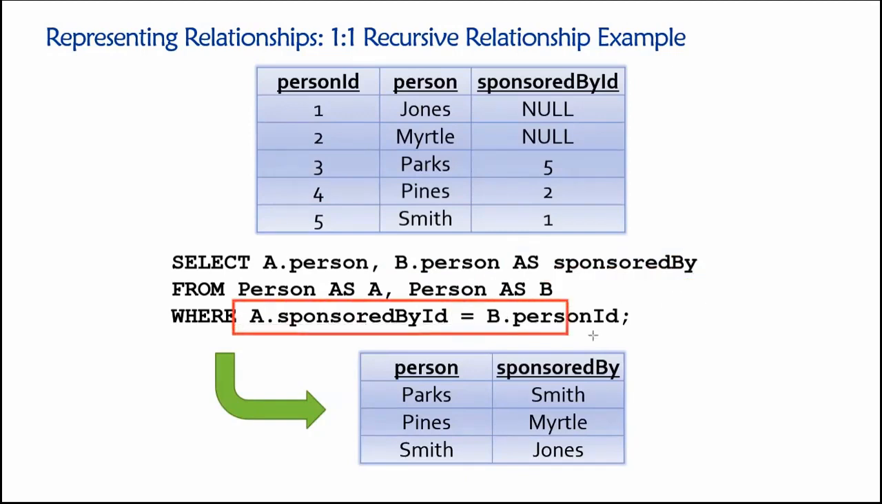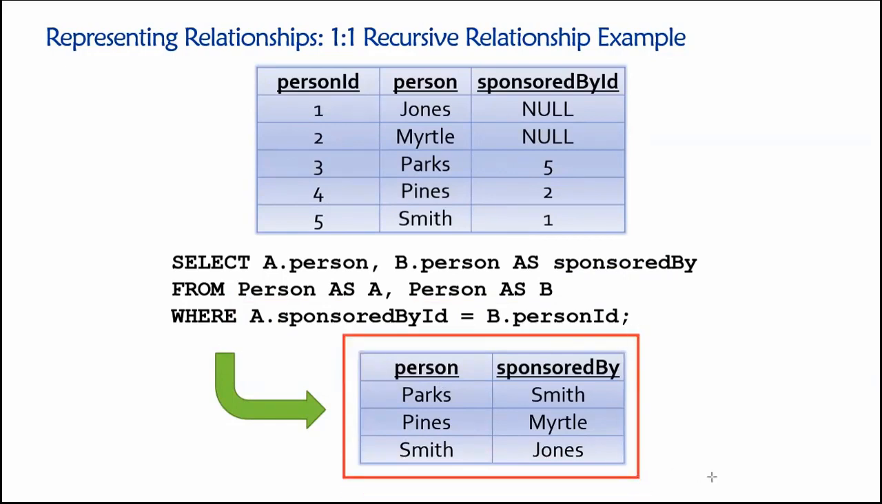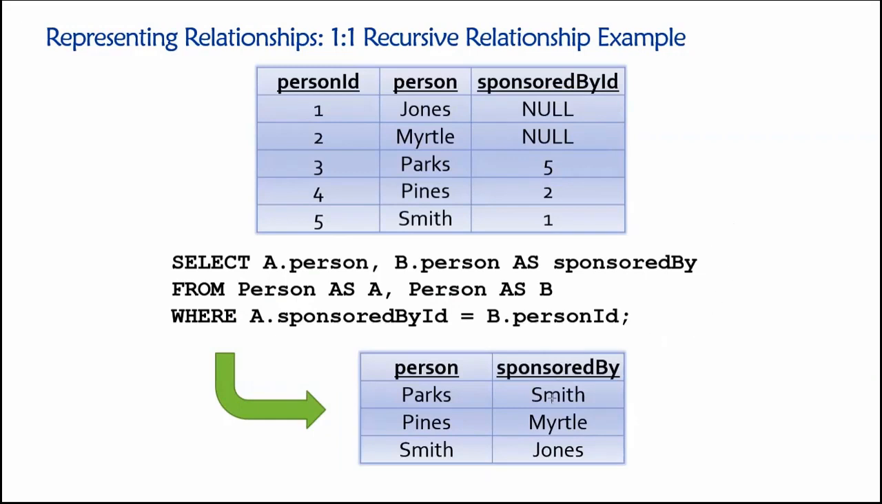And then we do the join based on matching values of sponsored by ID matching the corresponding person ID. And this would generate output that looks like this. Note that this is an inner join, so the null values are not included. Those rows where the sponsored by ID is null are not included. And if we see how this looks, you'll see that it makes sense, right?